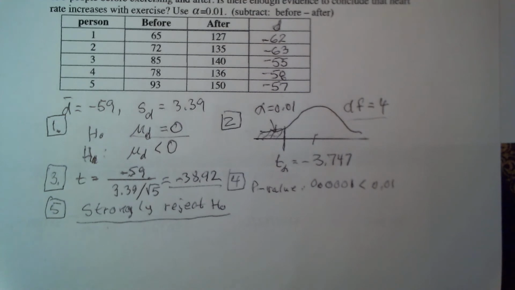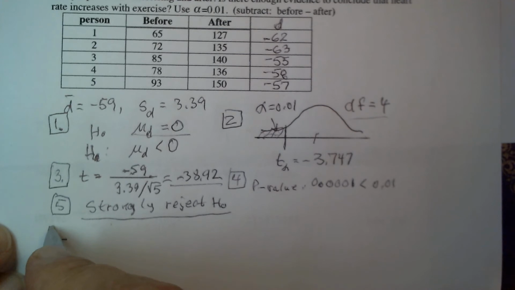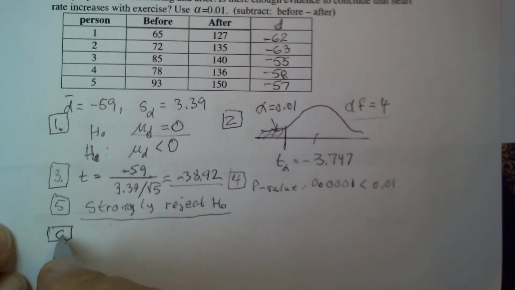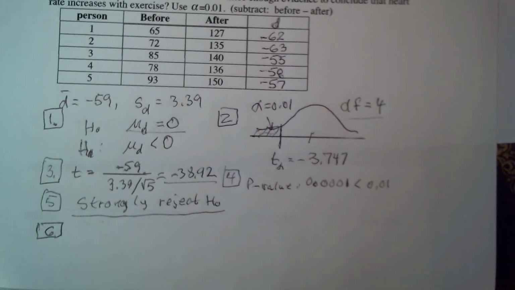So we can state our conclusion, number 6. And so our conclusion is that with 5% level of significance, this data does provide significant evidence that the mean heart rate after exercise is higher than the mean heart rate before exercise. In other words, there's strong evidence to conclude that heart rate increases with exercise.